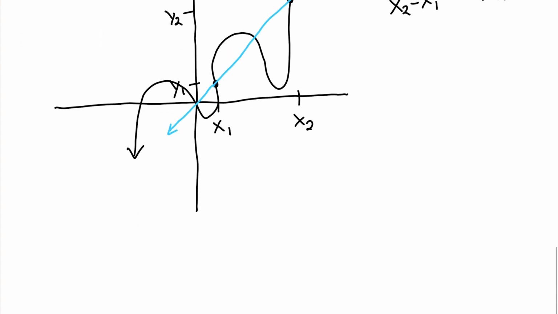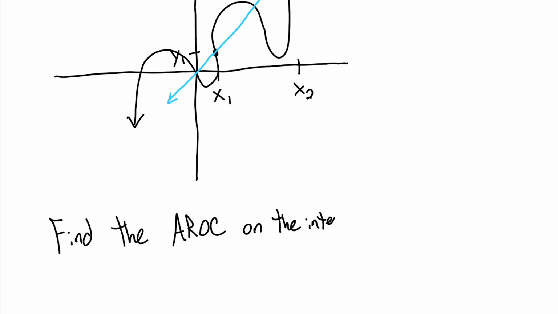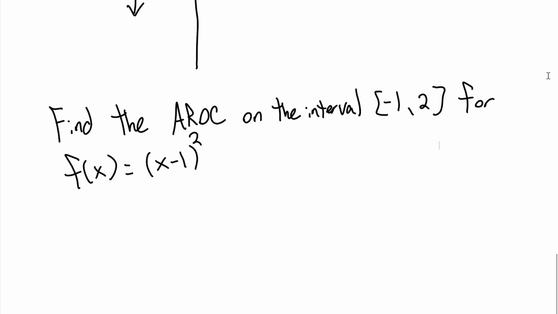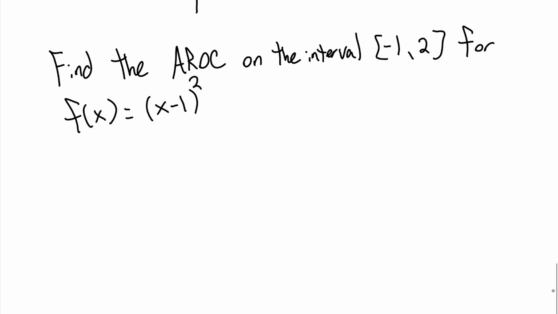So let's do another example here. Now that we can kind of see what's going on graphically, let's find the average rate of change on the interval -1, 2 for f of x equals (x minus 1) squared. Okay, so this is typically how the problems will be stated. Find the average rate of change on some interval for this function.